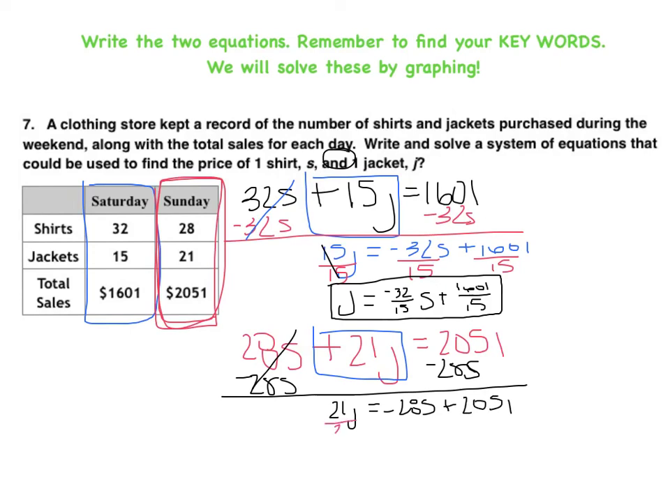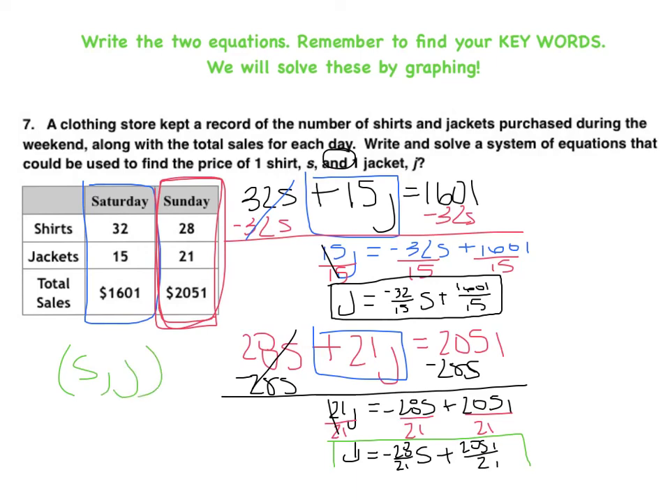Last step, you guys know it, divide by the number inside your box, and we end up with j equals negative 28 over 21 s plus 2051 divided by 21. Like I said, next time in class we'll reduce those fractions if we can. Okay? Two equations, we can use our calculator to figure out how much is the price for one shirt and for one jacket, which is what they're asking for. So what is the intersection?